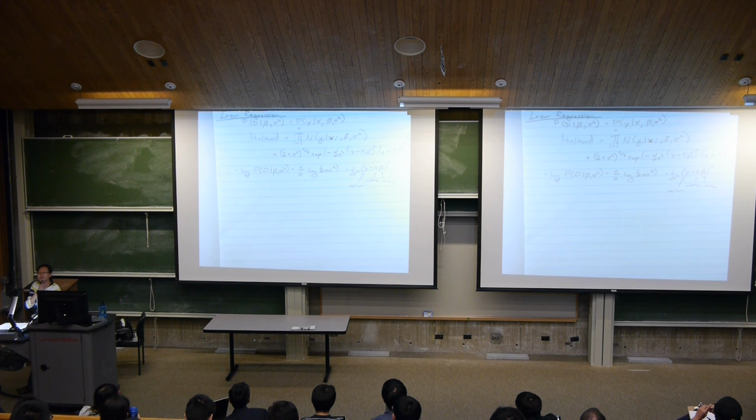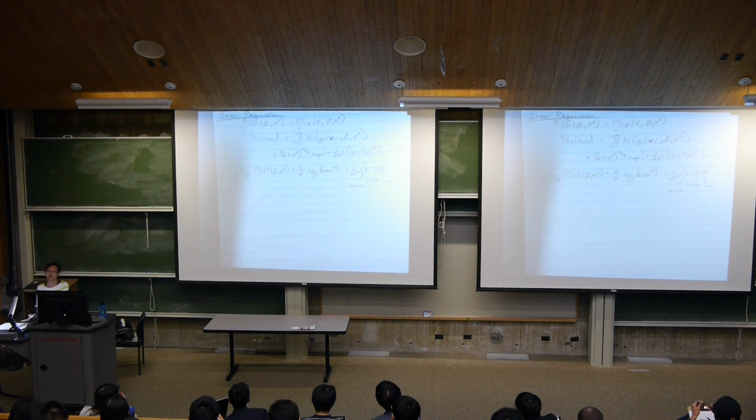Where did the Gaussian come from? So linear regression is actually derived because you're assuming that the data came from a Gaussian distribution.